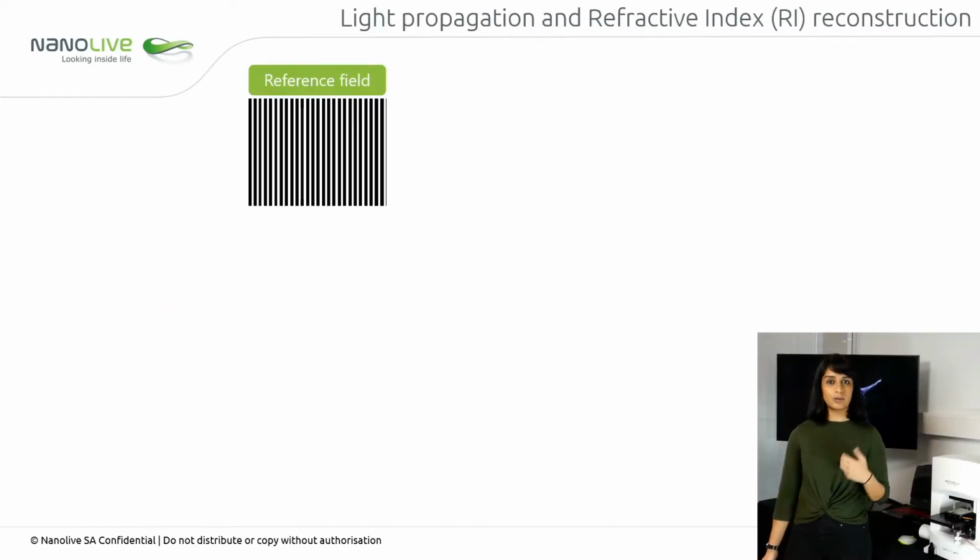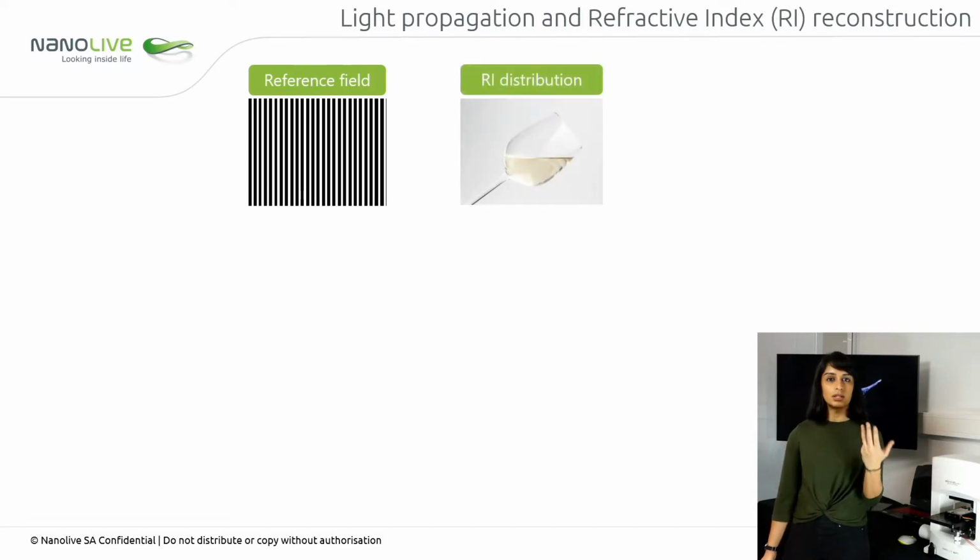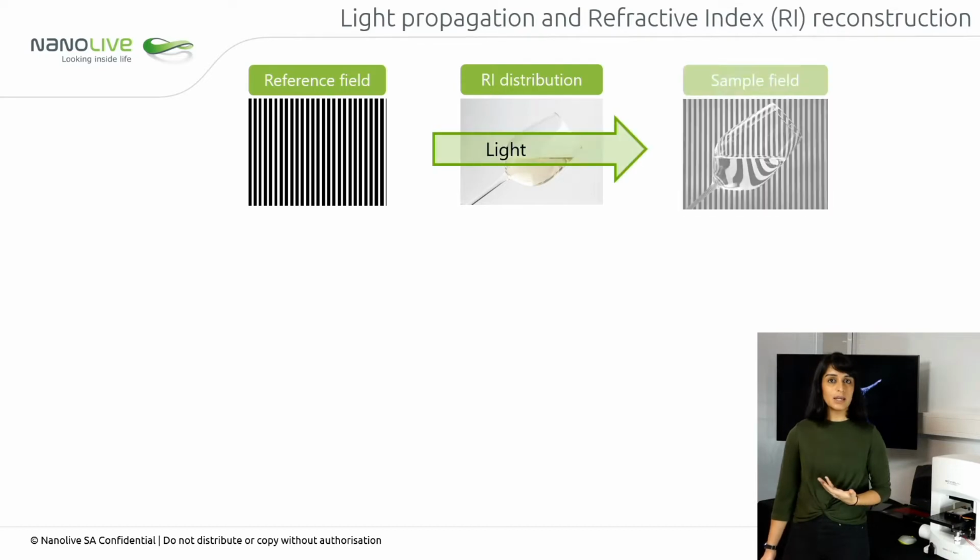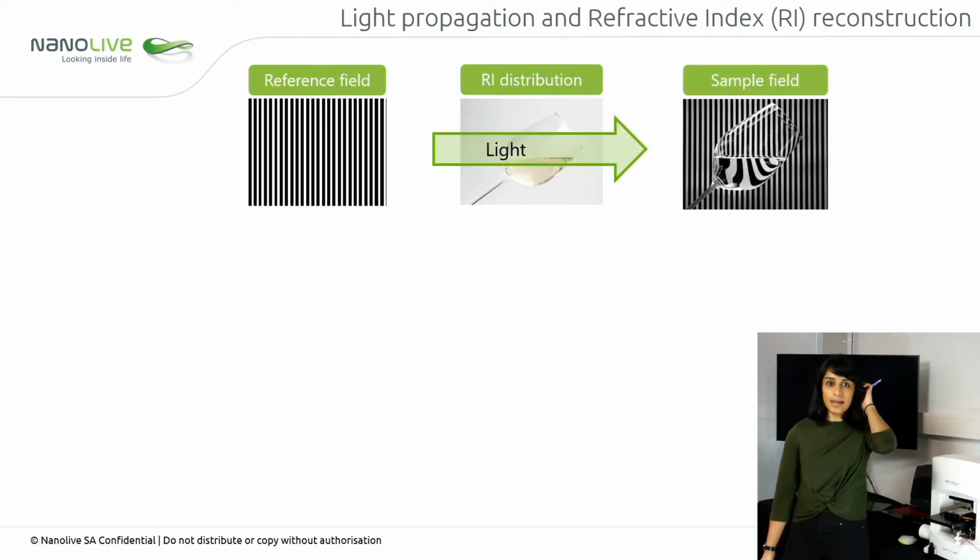Here, if we take it now to a more technical point of view, you have a light path, which is a reference field with a very clear pattern of maxima and minima. And then you'll have a certain distribution of refractive index, taking again this example of the glass of wine. As the light will travel through this distribution of refractive index, there will be a change of the phase of light, and you will get a sample field, which will have a different pattern, and it won't be as regular as the reference field.